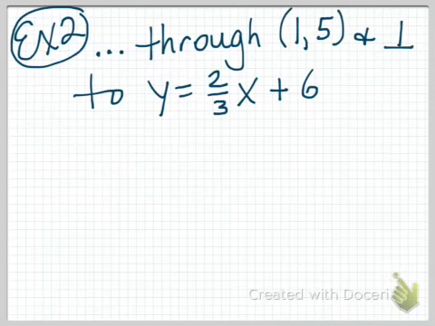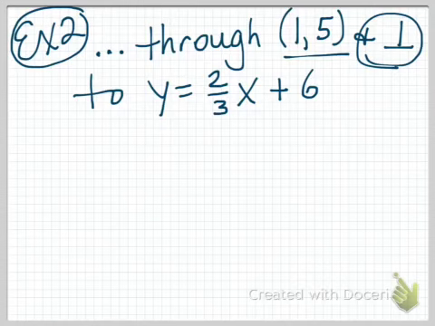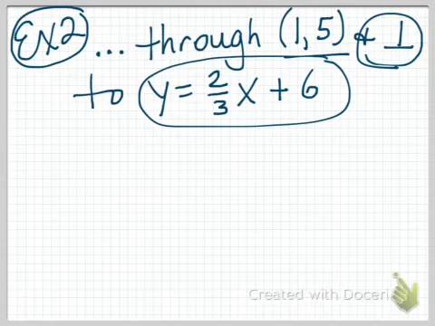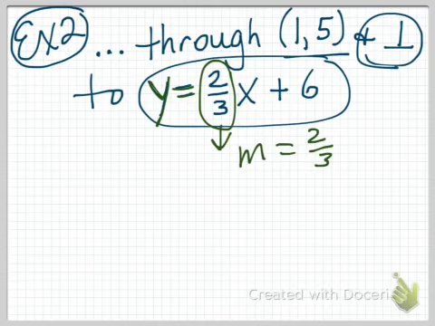Example 2. Let's write an equation of a line through the point (1, -5) that is perpendicular to this given line. Well, once again, we've got to look at the slope of the line that's given to us, and this one too has a y by itself already, so that means whatever's in front of x is our slope. So the slope of the line we're given is 2/3.